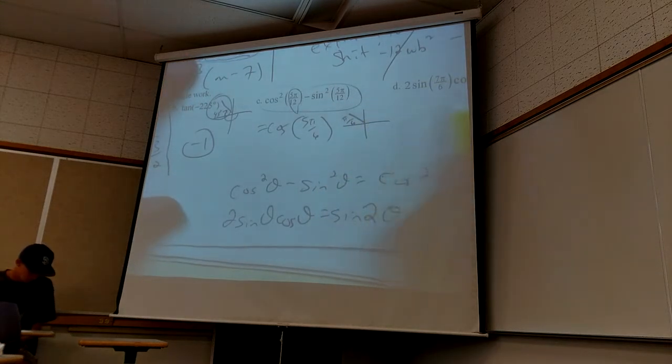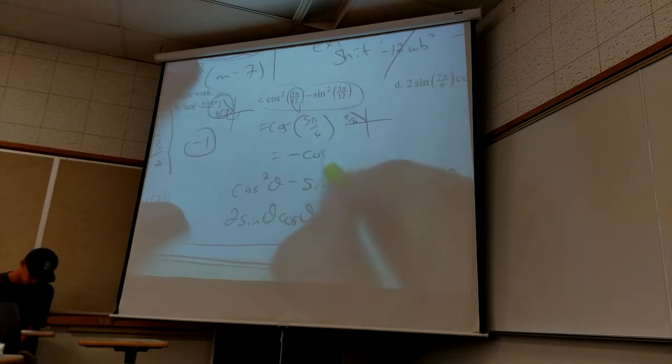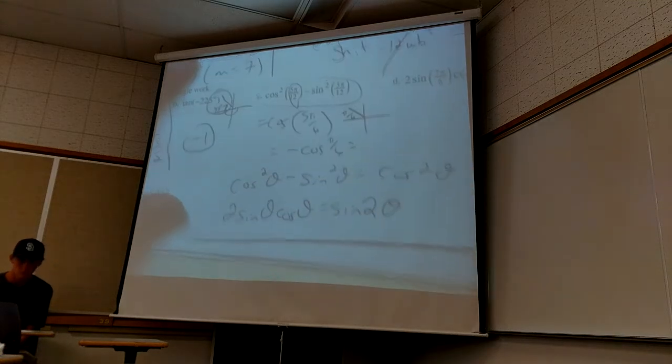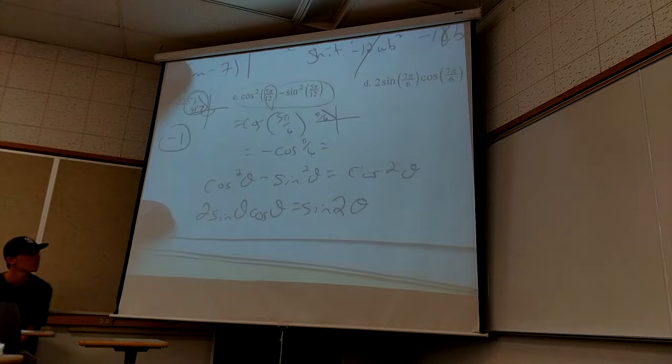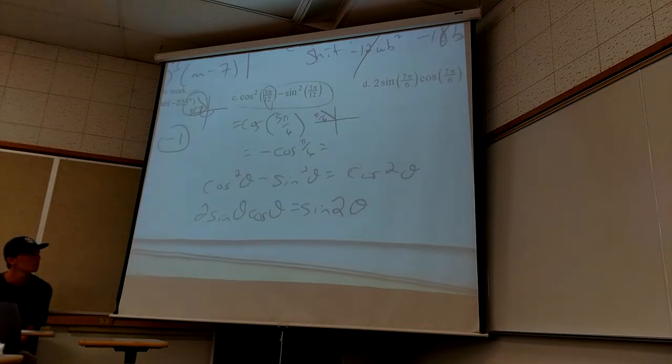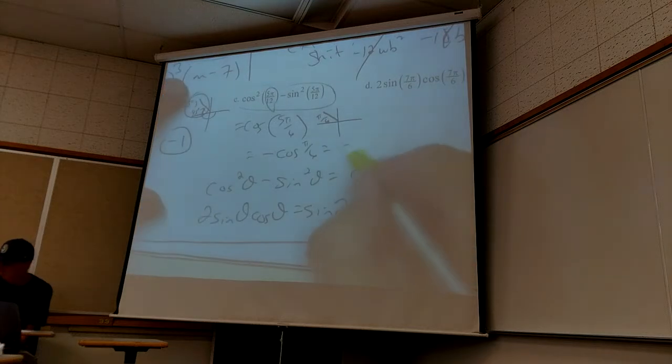Positive or negative? So it's negative cosine of pi over 6. And what's cosine of pi over 6? Pi over 6 is close to the x-axis. The bigger one, so it's negative root 3 over 2.